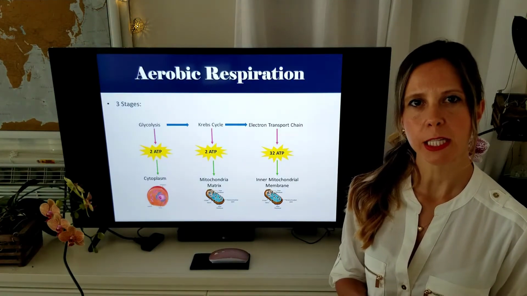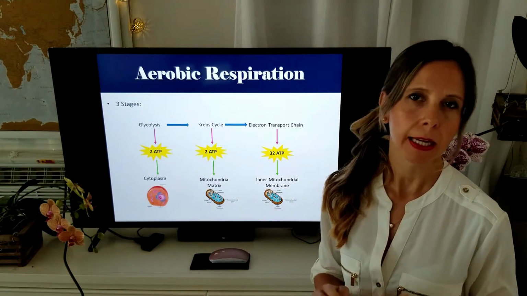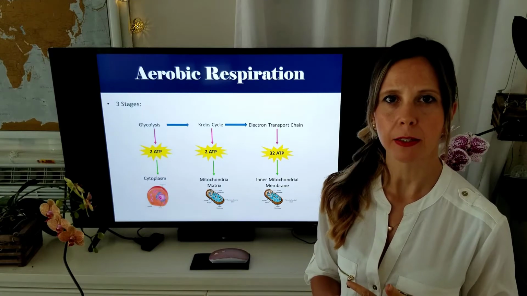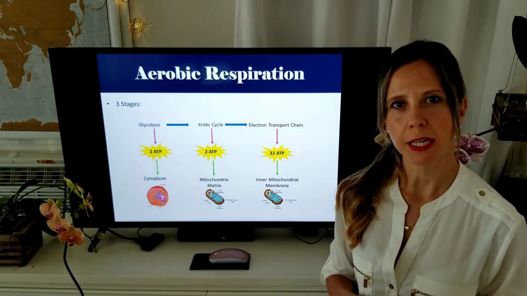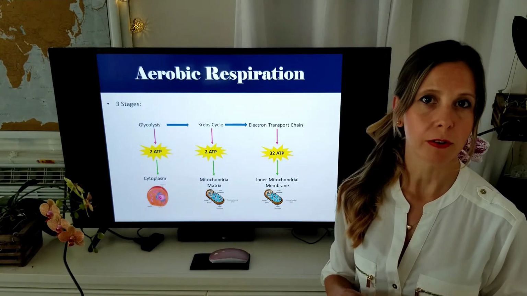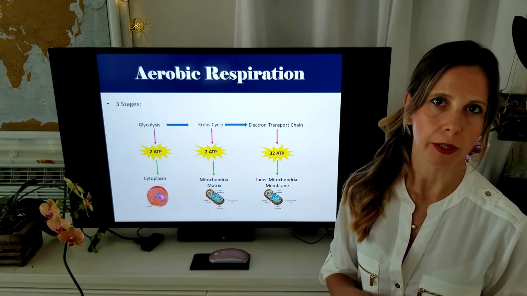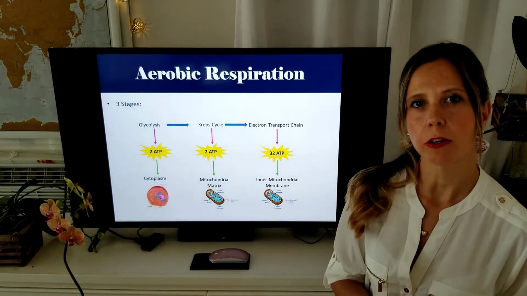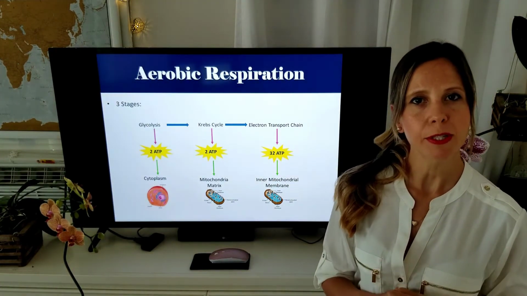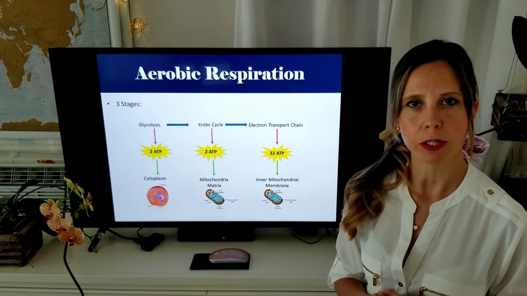Aerobic respiration takes place in three main stages: glycolysis, the Krebs cycle, and then the electron transport chain. Glycolysis takes place in the cytoplasm of the cell and results in the production of 2 ATP per glucose molecule. The Krebs cycle, on the other hand, takes place in the mitochondrial matrix. During the Krebs cycle, another 2 ATP are produced.